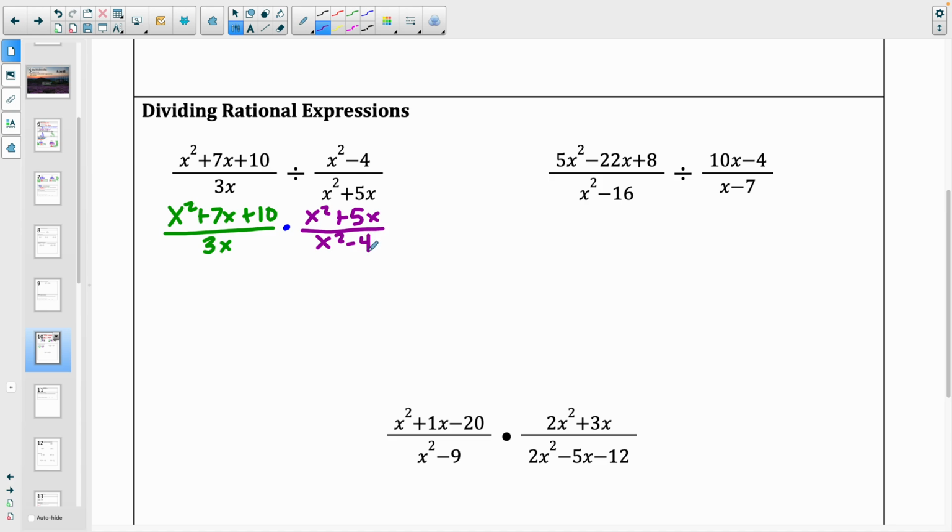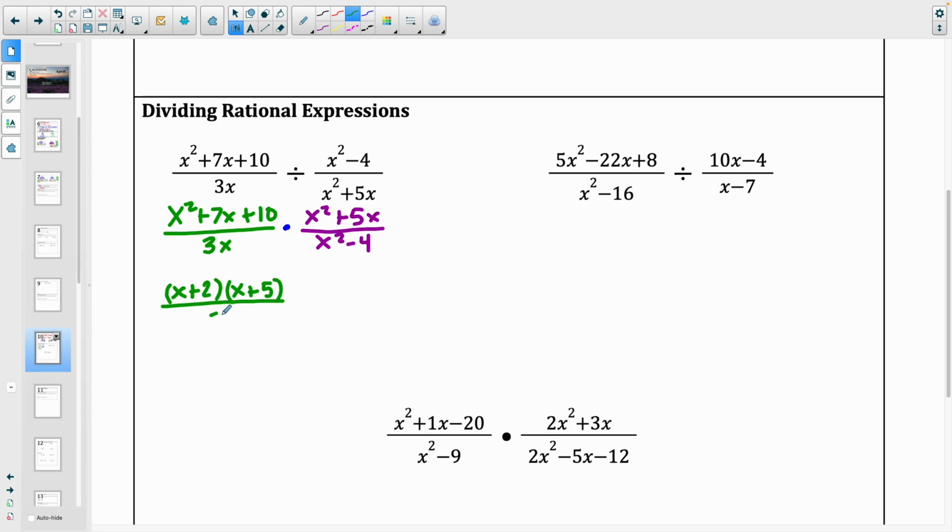Now we need to factor these things. So we factor the top left, x squared plus 7x plus 10. Since it has a leading coefficient of 1, I can just go right into my parentheses. Plus plus tells me plus plus. Only way to get to x squared is x and x. And then we're looking for the factors of 10 that add up to 7. That's going to be 2 and 5.